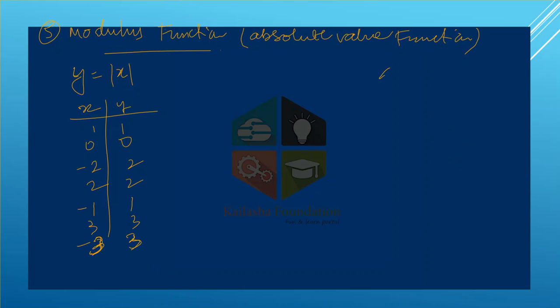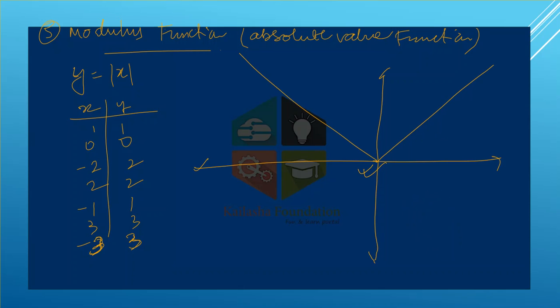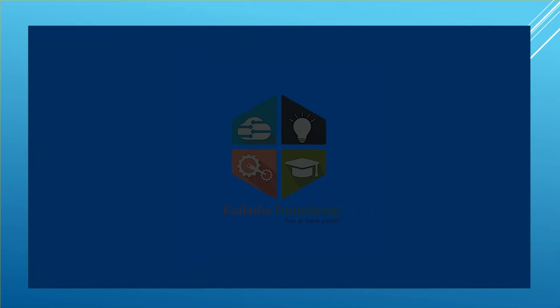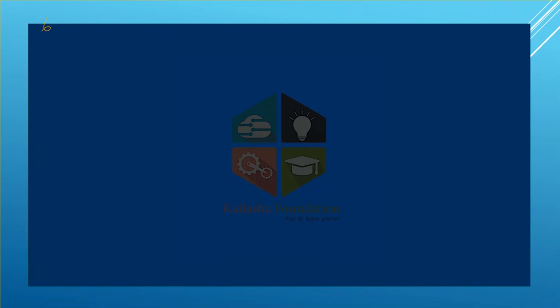Okay, the graph will be like this. It is a steep bend, it is a sharp turn, it is not a smooth turn. It is also on or above the x-axis. It is also symmetrical about the y-axis, but it is not smooth. It is sharply turned at the origin. It passes through the origin. Okay, now the graph of the reciprocal function.